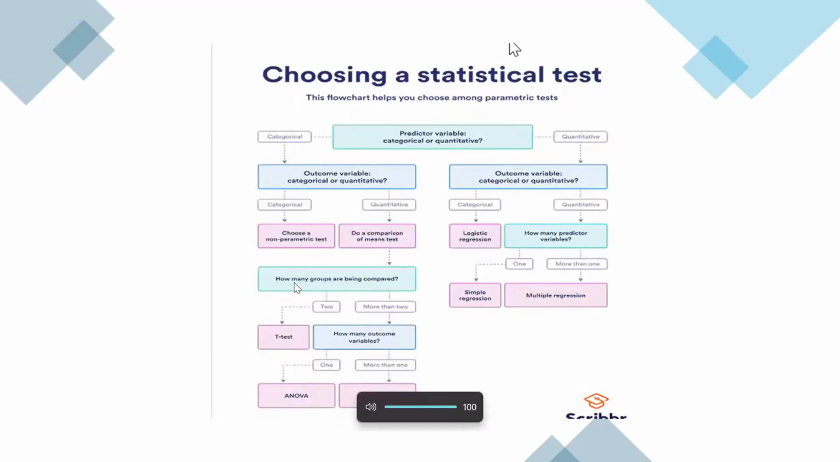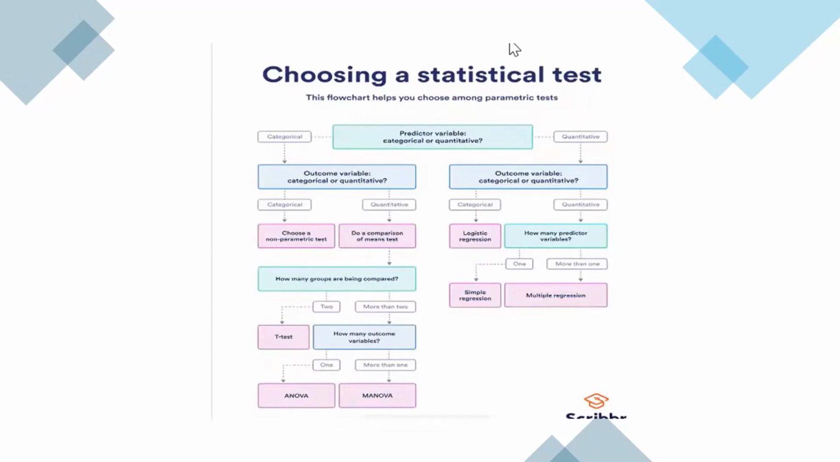Okay, so this is now what statistical test we have to perform. Last time we saw that if your outcome variable, that is your dependent variable, is categorical and your independent variable is also categorical, you will go for a non-parametric test, that is the chi-square test. Okay, predictor variable means the independent variable.